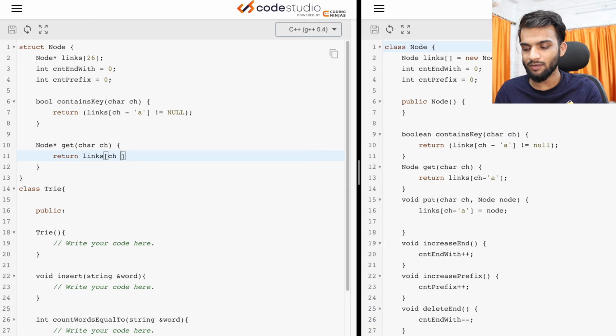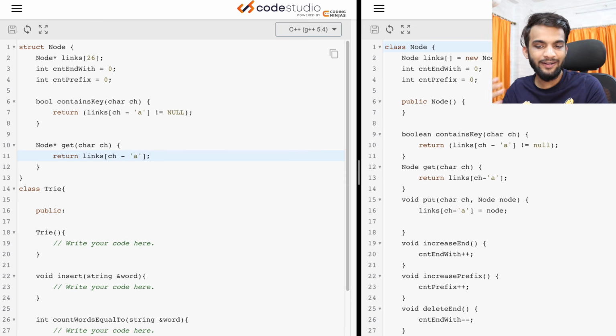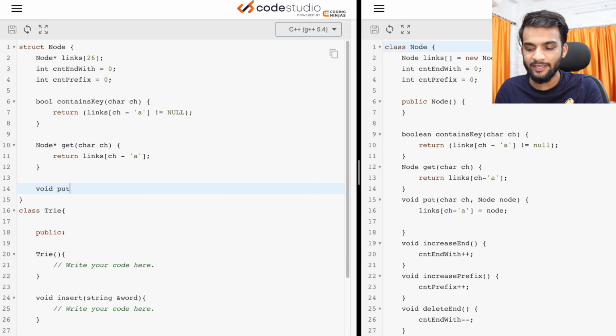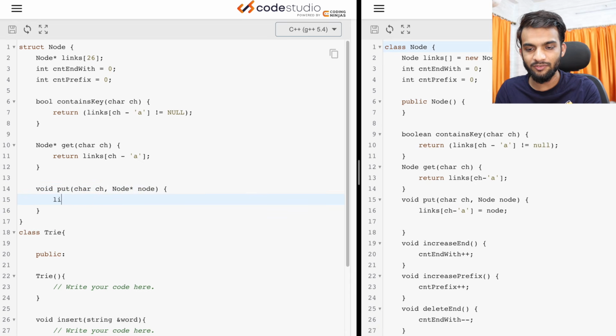Next, we will be requiring the get in order to get this guy's trie. So link ch minus a will give this guy's trie. What's the other thing that I need? I need to make sure that if there does not exist the character, then I'll have to give him the node in order to insert it. So I'll just give him the node, which is this, and yeah, in this way this will be taken.